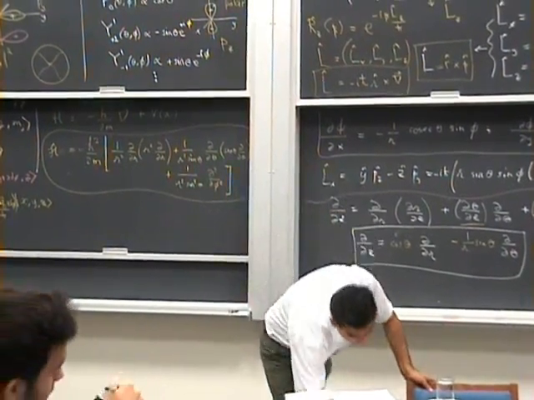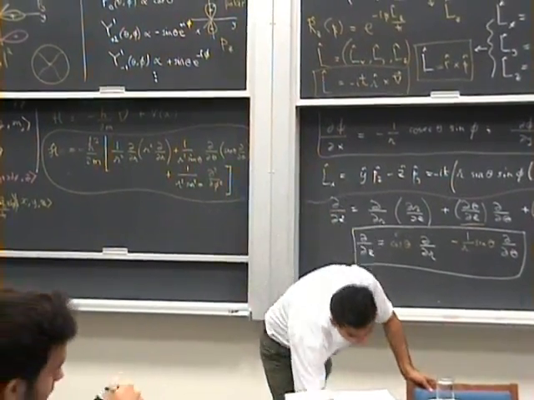If I take some candidate function f, now partial f over partial z is basically partial f over partial r times partial r over partial z, plus partial f over partial theta times partial theta over partial z, plus partial f over partial phi times partial phi over partial z, where f is a function of r, theta, phi. This is just a chain rule. Now what I need to find is partial r over partial z, partial theta over partial z, and partial phi over partial z. Now these can be found from here.